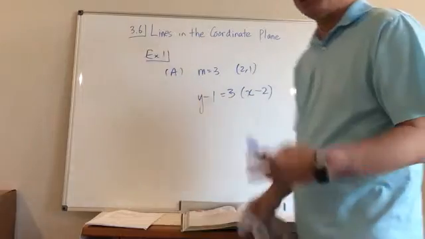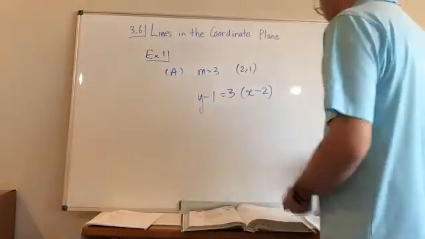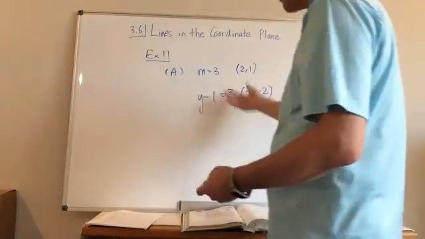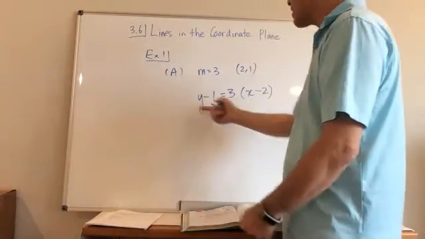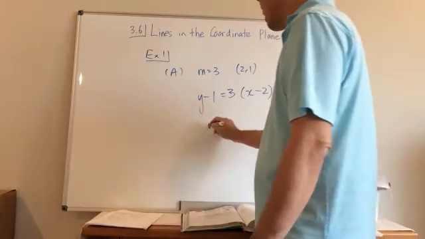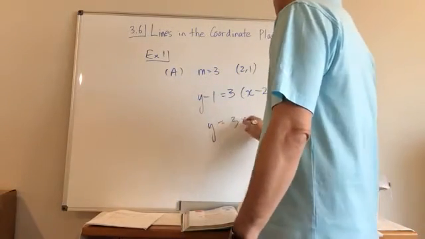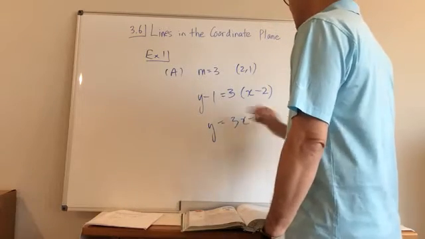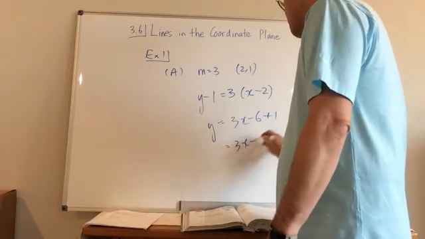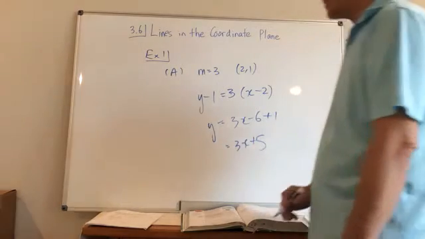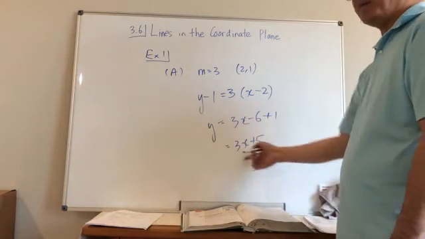The reason why I let you know this is because every once in a while, when I ask you for the equation of the line, instead of leaving it like this, you're going to go, well, y is equal to 3x minus 6. Then you move the 1 over, so it's plus 1. And then you're going to write something stupid like this. You're going to make a mistake here.